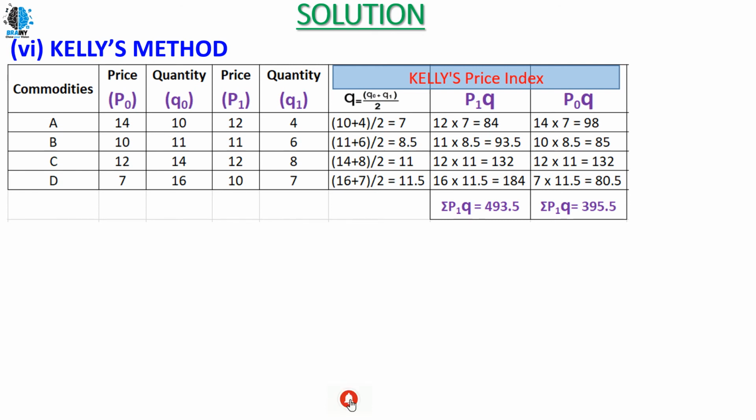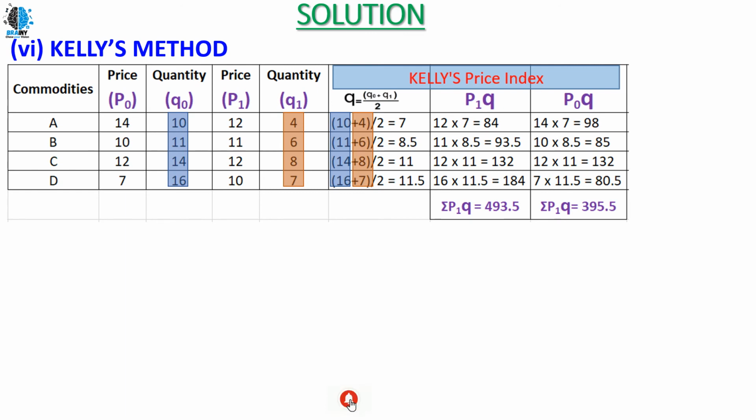So how is the Q value determined? Q is equal to Q0 plus Q1 divided by 2. It means the arithmetic mean of the weights is to be found here in Kelly's method. So as you can see, I'm going to take the Q0 and Q1 columns, add them, and divide by 2.